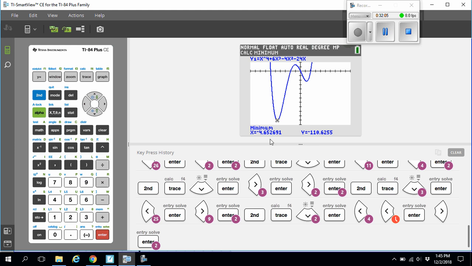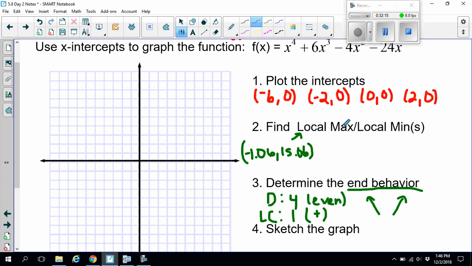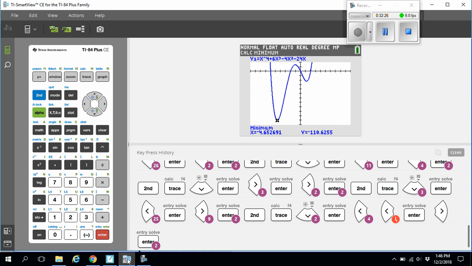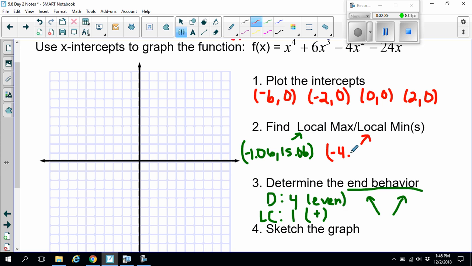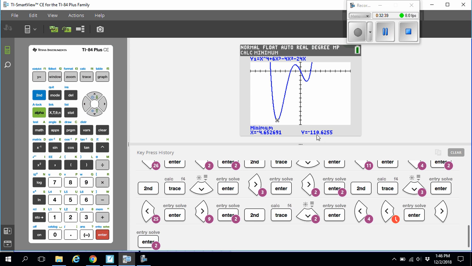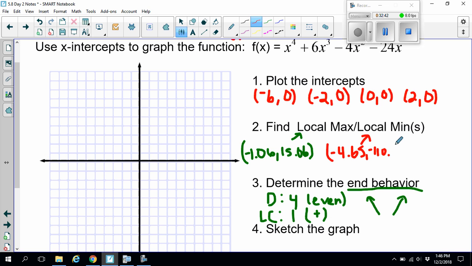And as we've been doing, rounding to 2 decimal places, we're going to have negative 5.65, comma negative 110.63. Make sure you round up there. So one of our local minimums is (-5.65, -110.63).